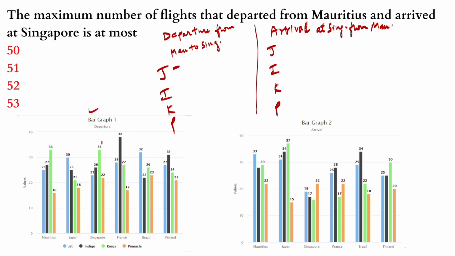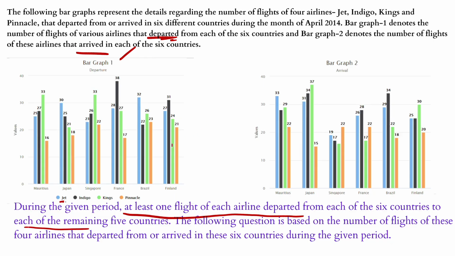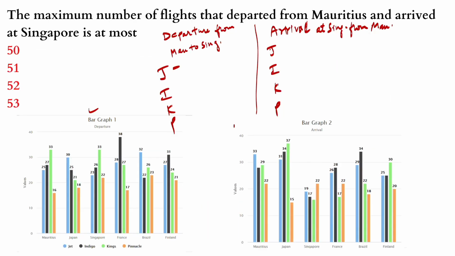So we must consider bar graph 1. So from Mauritius, where is this? So 25. 25 is for Jet. But the condition is given, right? At least one flight. So out of this 25, at least one must go to Japan, one to France, one to Brazil and one to Finland. We must subtract 4. So now it's going to Singapore, so we shouldn't calculate Singapore.